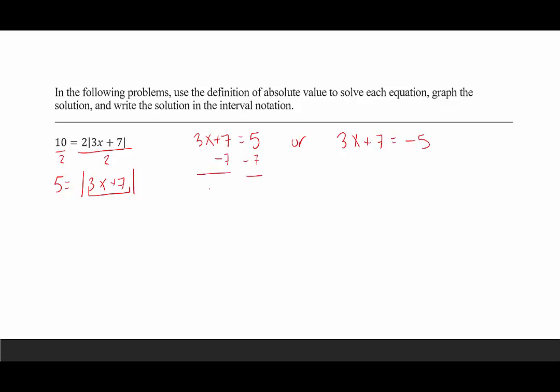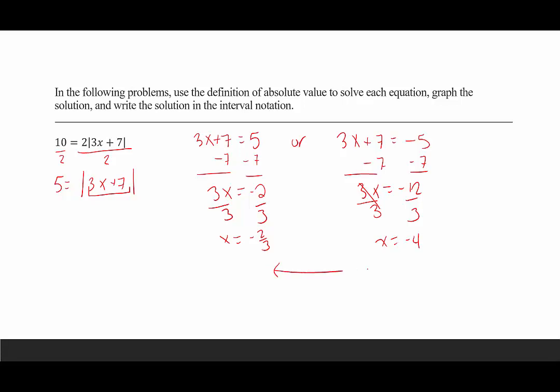Subtract 7 from both sides, we get 3x equals negative 2. Divide both sides by 3, and we have x equals negative 2/3. Over here, we're going to subtract 7 from both sides. We get 3x equals negative 12. Divide both sides by 3, and we end up with x is equal to negative 4. Okay, so we solved. That was step 1. Step 2, graph. So when we graph it, I need to go as far as negative 4, and then negative 2/3 is in between negative 1 and 0.